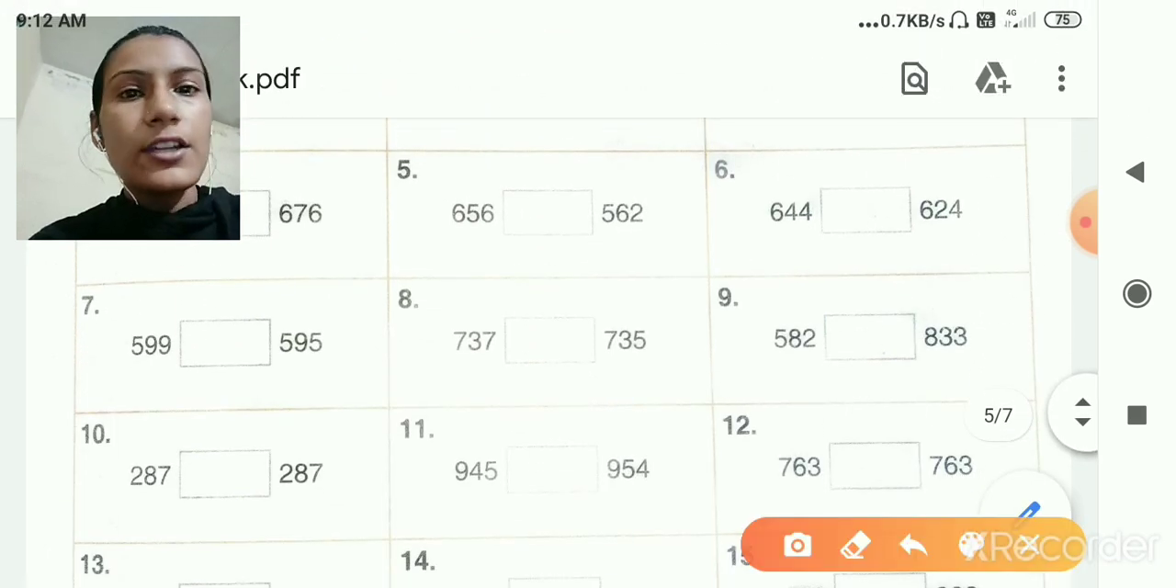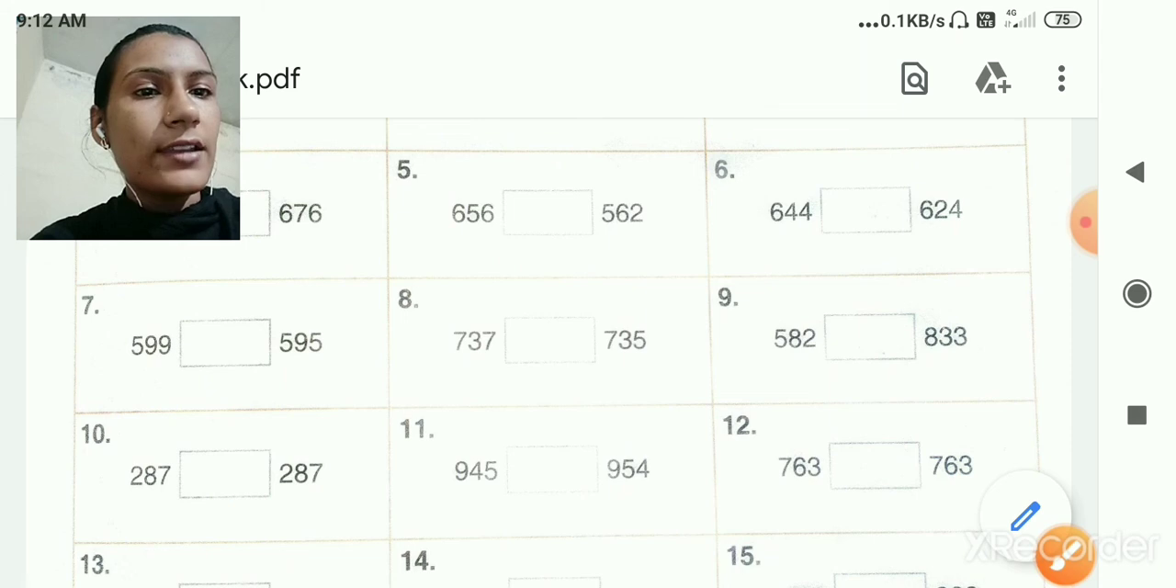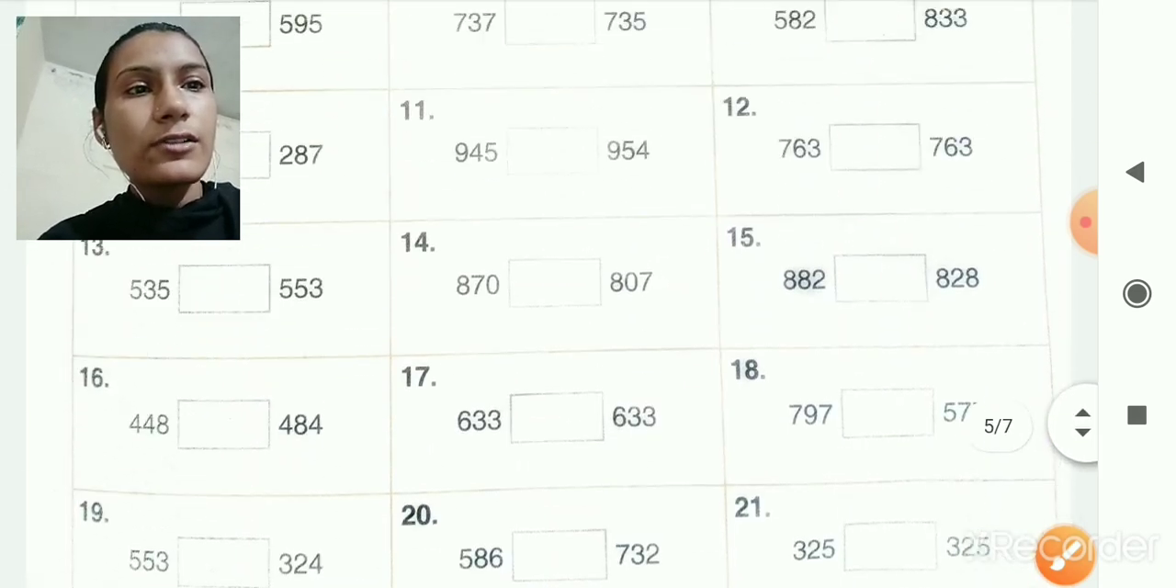Here you can see 287 and 287. So 287 is equal to 287. So this one is also your homework.